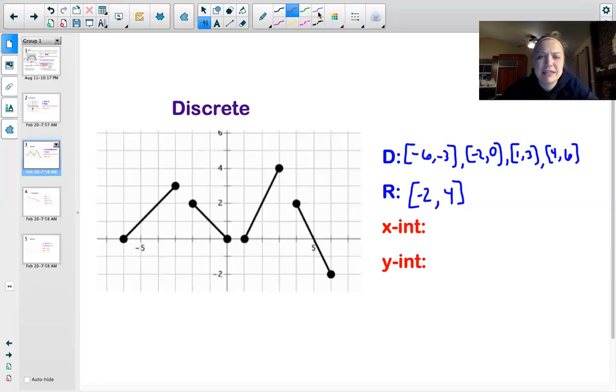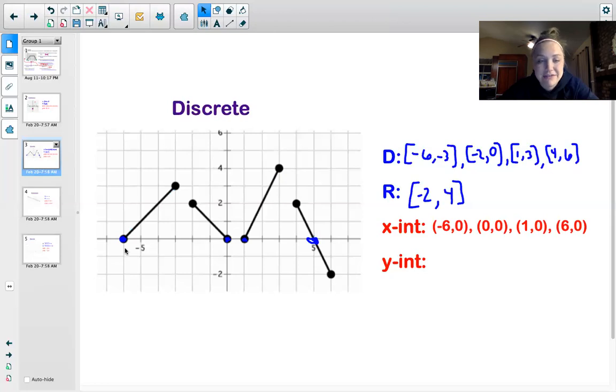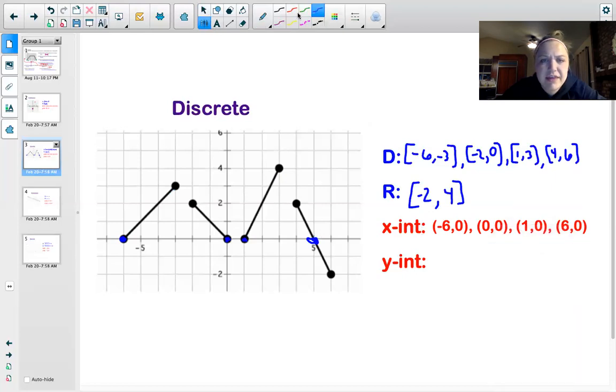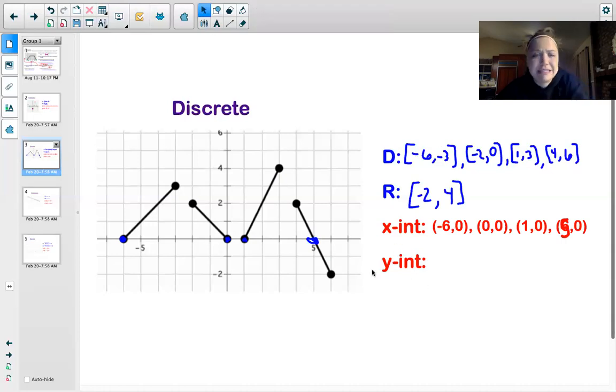Okay, let's talk about the x-intercepts now. X-intercepts, that's everywhere that it crosses the x-axis. 1, 2, 3, and 4. There are 4 places that they cross the x-axis. So I should have 4 x-intercepts. -6, 0, 0, 0, to the right 1, 0, to the right 6. Oh, that shouldn't be 6, 0. I'll just change it with my pen. That should not be to the right 6. That is to the right 5, 0. That looks so beautiful. I've never seen anything quite so beautiful in my entire life.